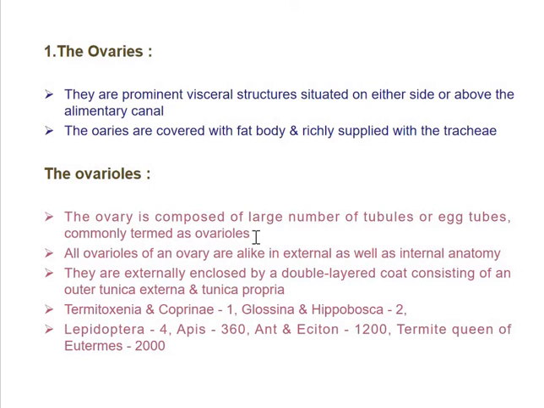All the ovarioles of an ovary are alike, meaning they are similar in external as well as internal anatomy. They are externally enclosed by a double-layer coat consisting of an outer tunica externa and an inner tunica propria. The tunica externa is formed from the fat body, whereas the tunica propria is simply an elastic peritoneal membrane with some fine fibrils.